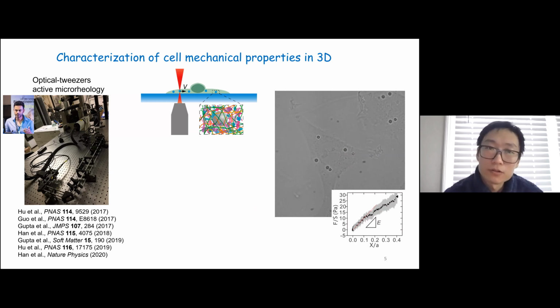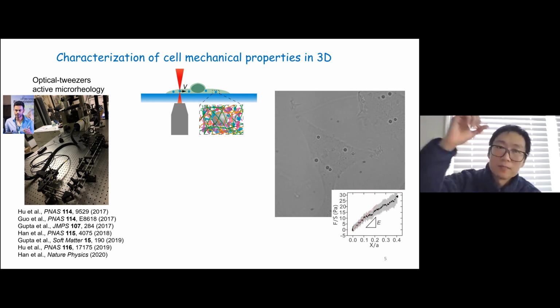What we typically do is take a cell, you either grow it on 2D or you embed it in 3D. And then we take some polystyrene particles, half a micron or even a micron large, and we either let the cells endocytose them or use a glass needle to directly inject them into the cell. And then we use a focused laser beam to trap a particle.